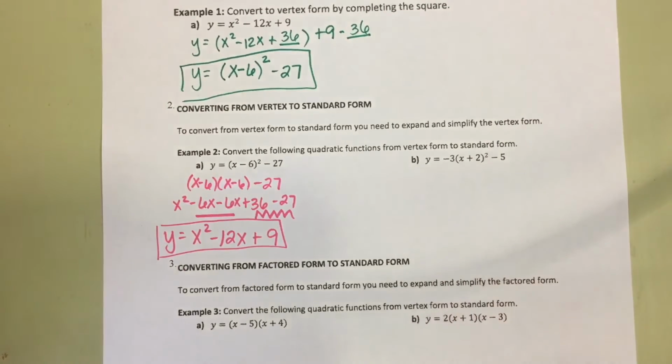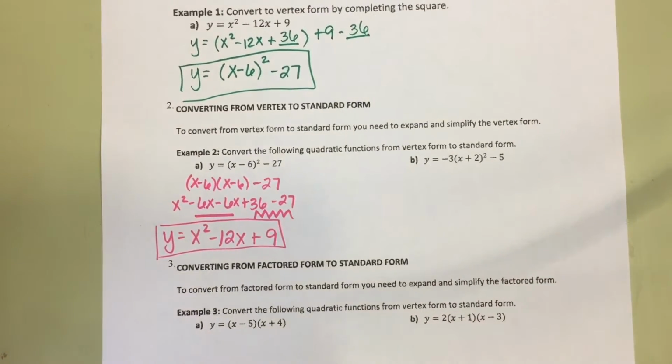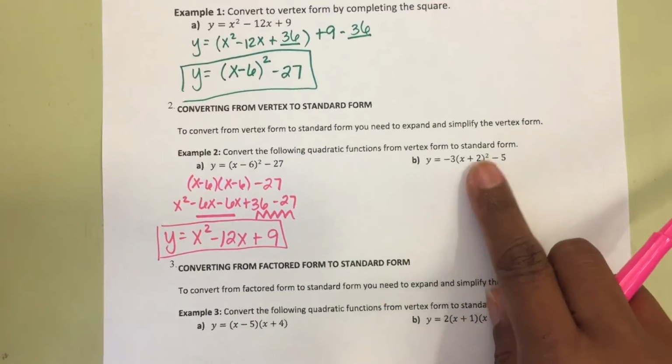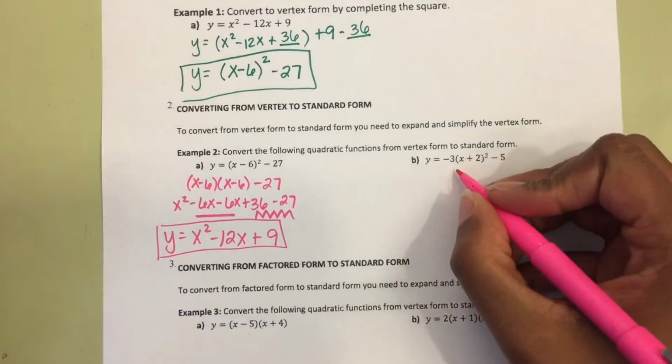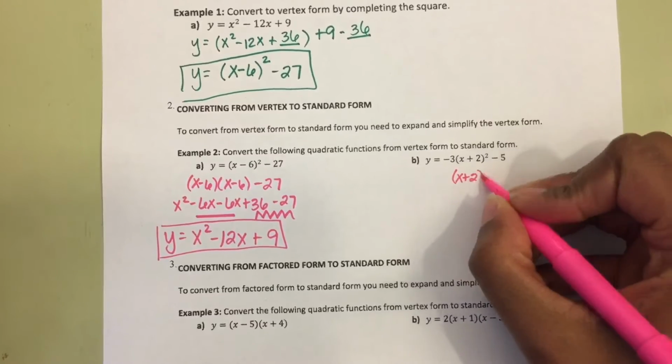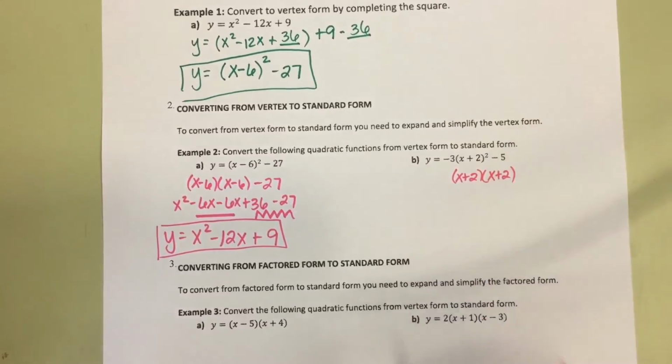Part B, same exact concept. Think about like what looks a little bit harder about this problem. Yeah, there's that negative 3 out in front. Don't let that bother you. Start the same way. The very first thing I want you to do is if you see it squared, let's write it twice. So we're going to do x plus 2 times x plus 2. And then you can write everything else down.